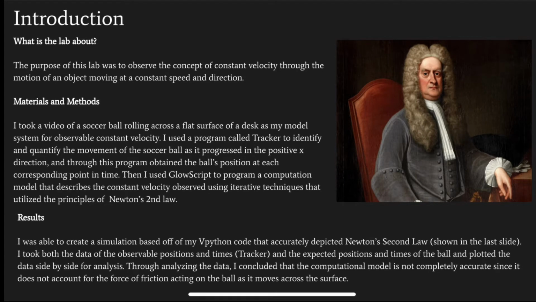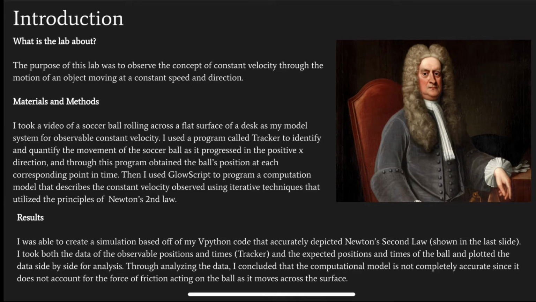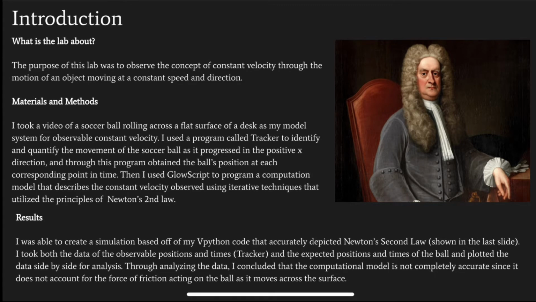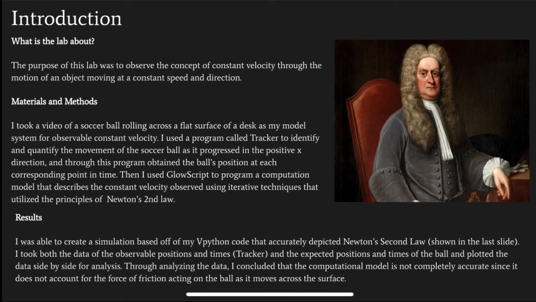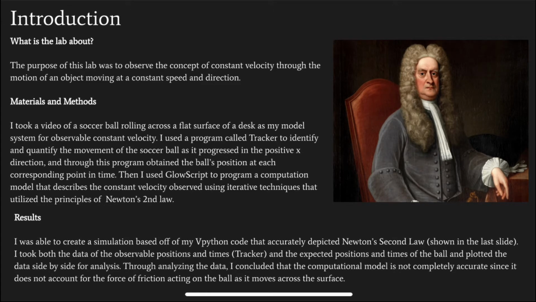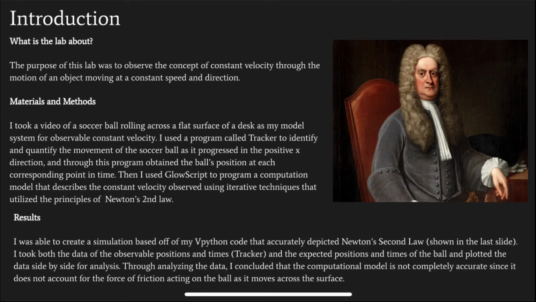Then I used GlowScript to program a computational model that describes the constant velocity observed using iterative techniques that utilize the principles of Newton's second law. I was able to create a simulation based off of my VPython code that accurately depicted Newton's second law. I took both the data of the observable positions and times, from Tracker, and also the expected positions and times, from GlowScript, and I plotted the data side by side for analysis. Through analyzing the data, I concluded that the computational model is not completely accurate since it does not account for the force of friction acting on the ball as it moves across the surface.